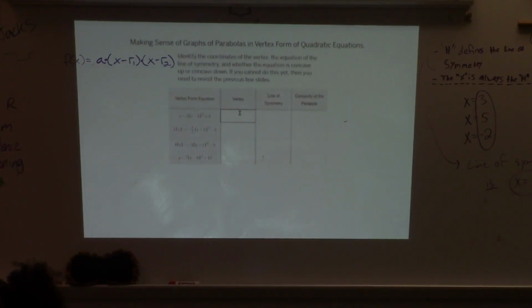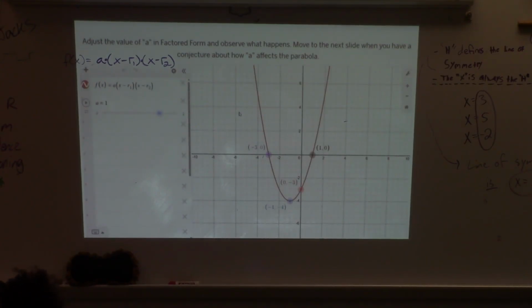So let's get to our vertical surfaces with our small groups, and let's figure out what A looks like in the factored form and what R1 and R2 look like. So let's get up, let's move to slide 9.